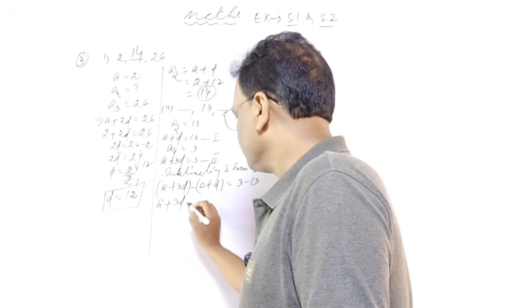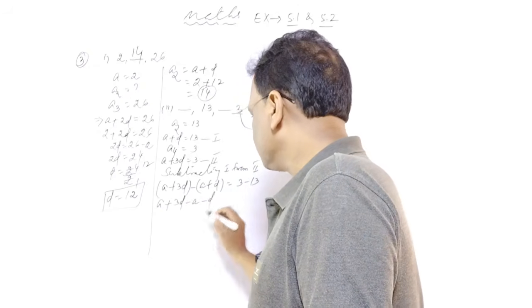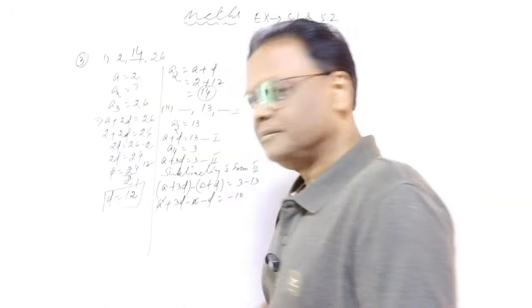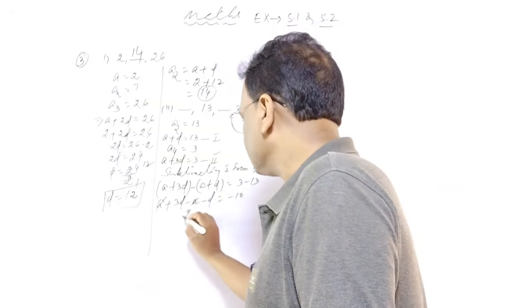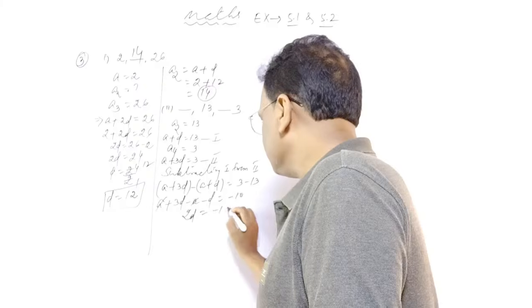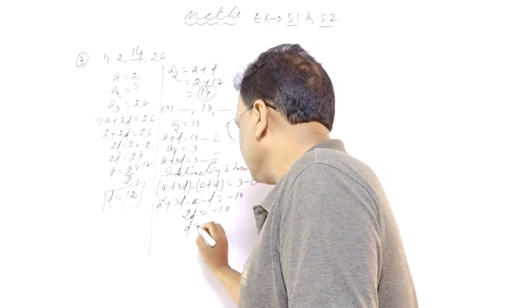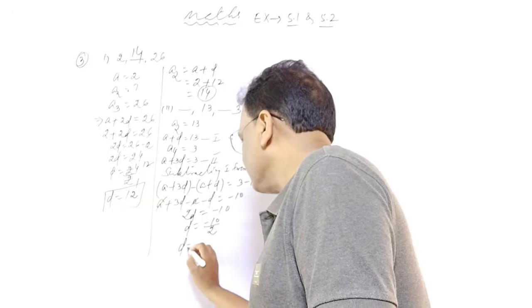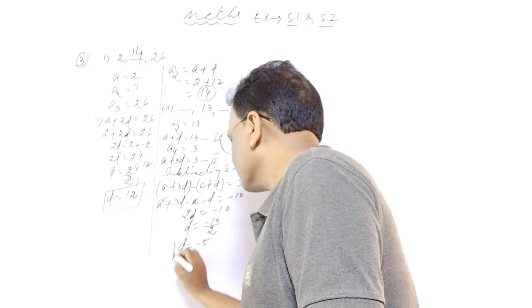Just remove the bracket. What are you getting? A plus 3D minus A minus D is equal to minus 10. Plus A minus A cancel. 3D minus D is nothing but 2D. 2D is equal to minus 10, which implies D is equal to minus 10 by 2, and this D value I just got. What did I get? D is equal to minus 5.